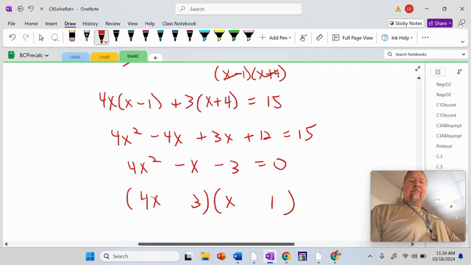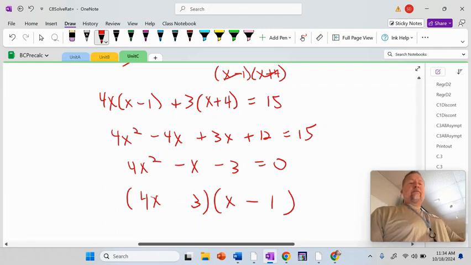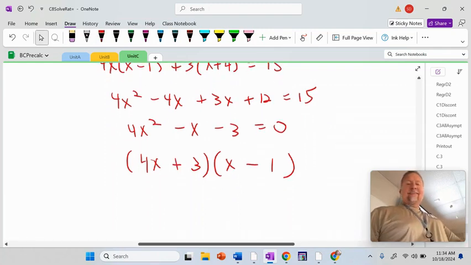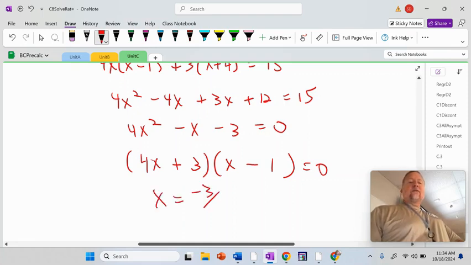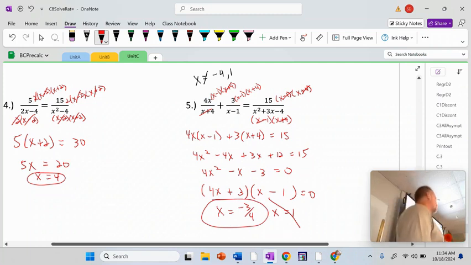Okay. And then I have 4x and 3. So I need this one to be negative, right? Okay. Aren't you amazed by my factoring? Oh no. X equals 1, but that's one of my naughties. So you're gone, so it's only this answer.